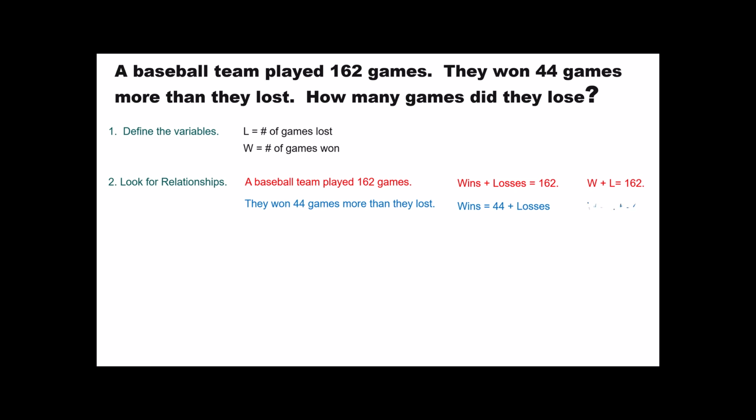And of course, using W and L, I can write it this way. My wins equal my losses plus 44. I went ahead and switched the order here. It is more common to put the variable first.